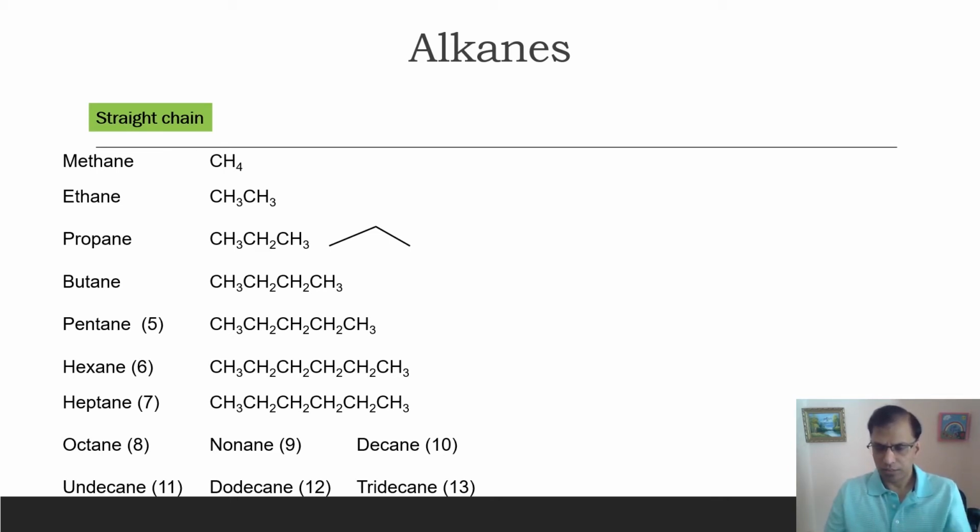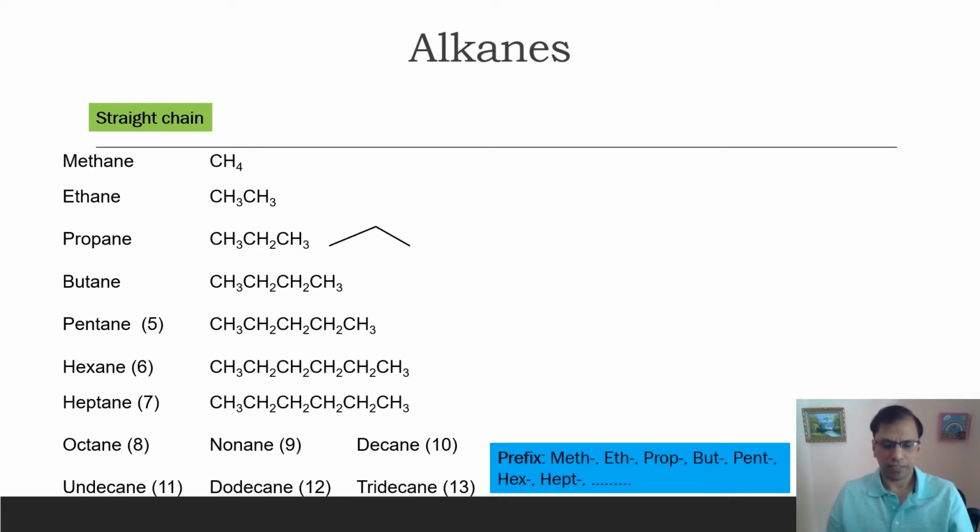And then for these straight chains, the prefixes for these names, as you can see, are met, et, prop, but, pent. These are all prefixes. The suffix is ane for each of these names. So ane is the suffix for all of these names, and that's common for all the alkanes.